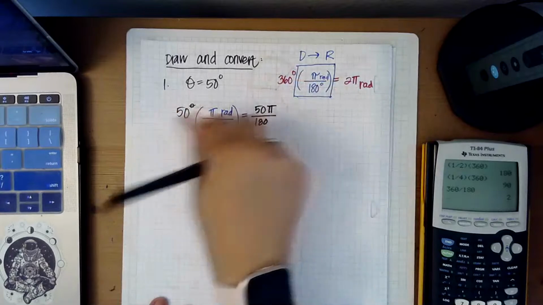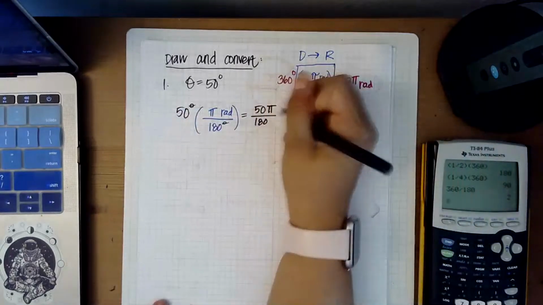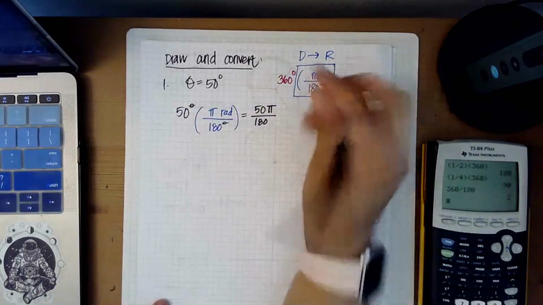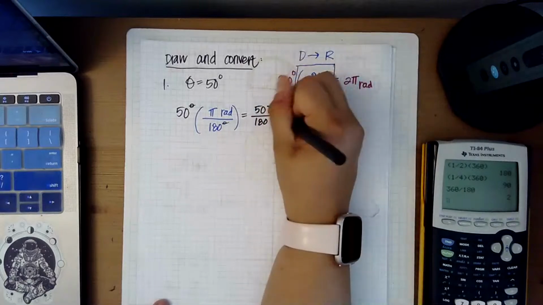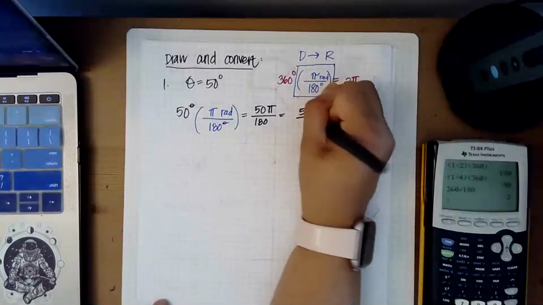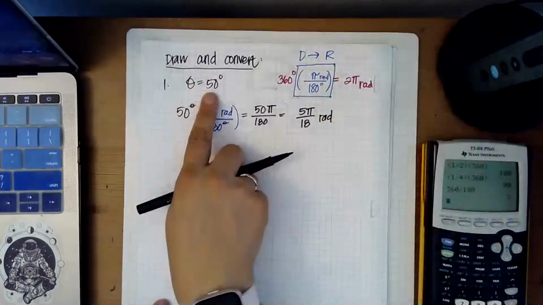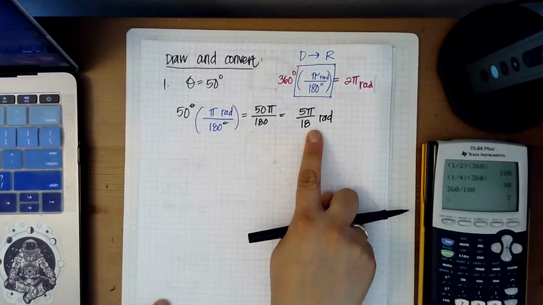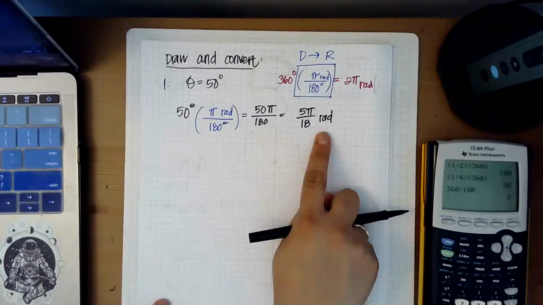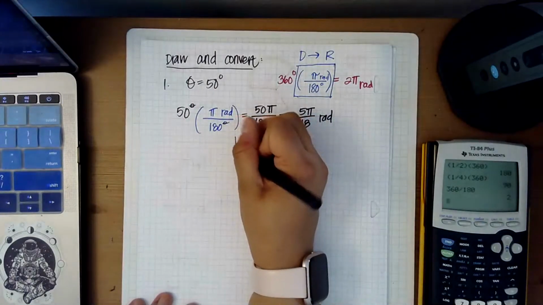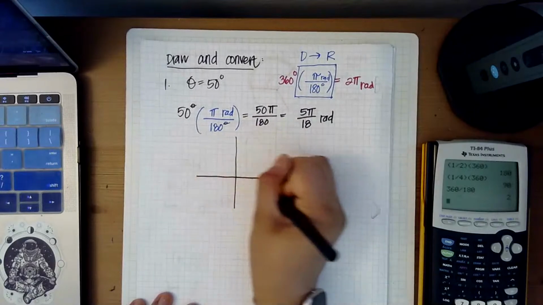Why? Because top, top, bottom, bottom. And I'm able to cancel a 10 out of here. So the zeros cancel out. I'm left with 5 pi over 18 rad. So 50 degrees is the same as 5 pi over 18 radians. Let's see what that means when I draw this out.